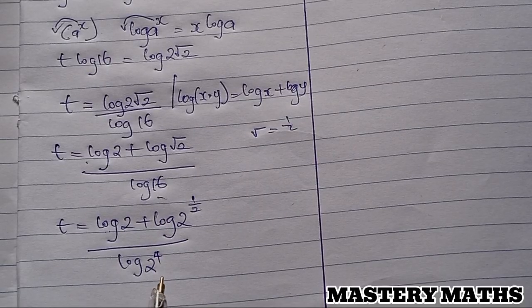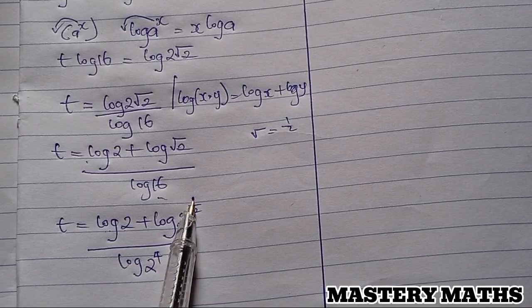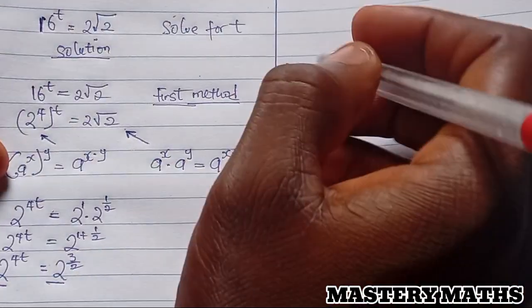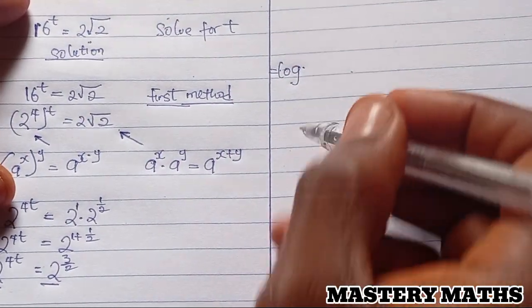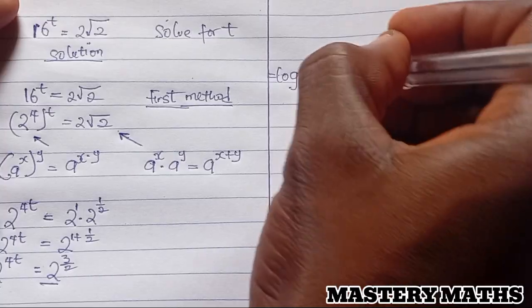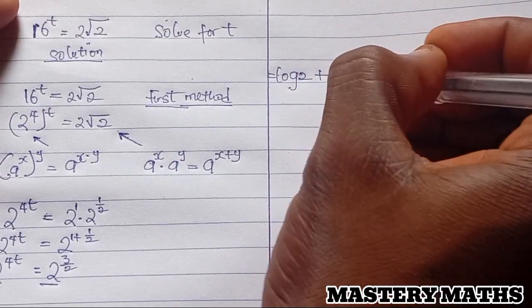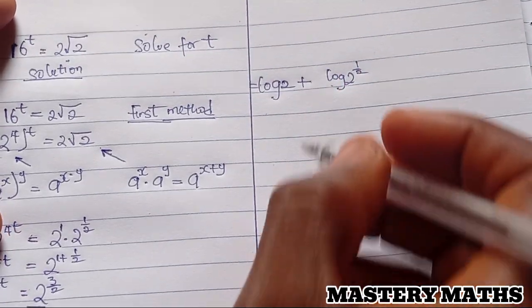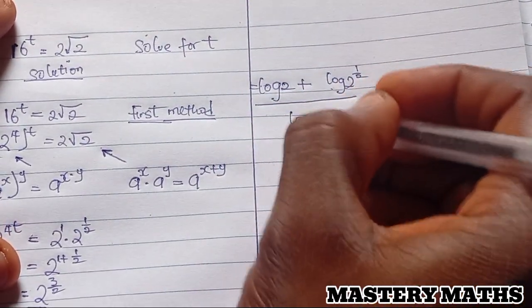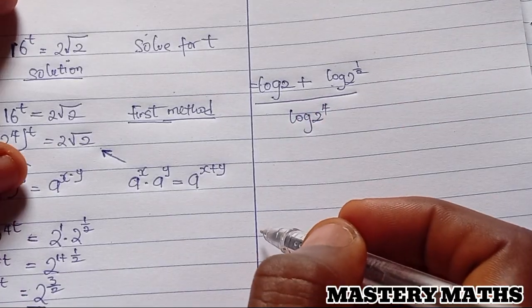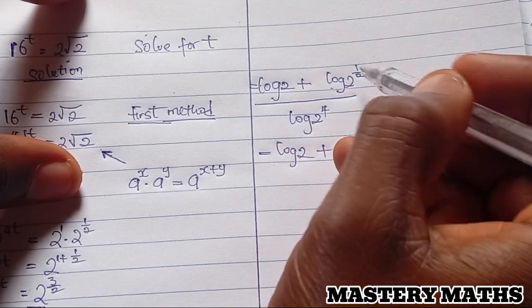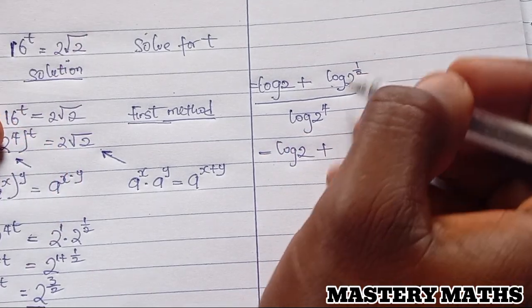You've seen it now. Use the power to multiply the log, the same power to multiply the log. So that's what we're going to do right now. So it will be equal to log 2 plus log 2 raised to the power of half. I'm going to repeat the same question so that we'll go together. All over log 2 raised to the power of 4. I brought the equation up here. So here it will be equal to log 2 plus, remember there's a power here, use this power now to multiply the log.